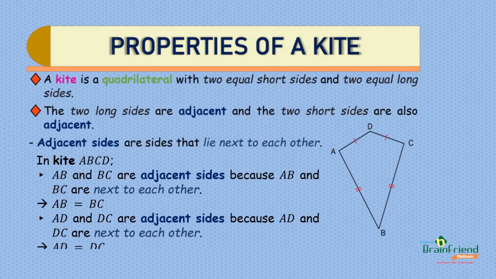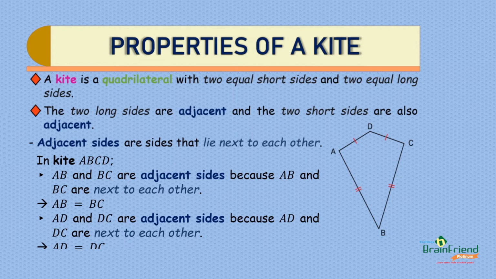Now the last shape we'll be looking at today is the kite. The kite is a shape with two long sides that are equal and two short sides that are equal. The two long sides of a kite are adjacent to each other, and the two short sides of a kite are also adjacent to each other. Now let's see the properties of a kite.